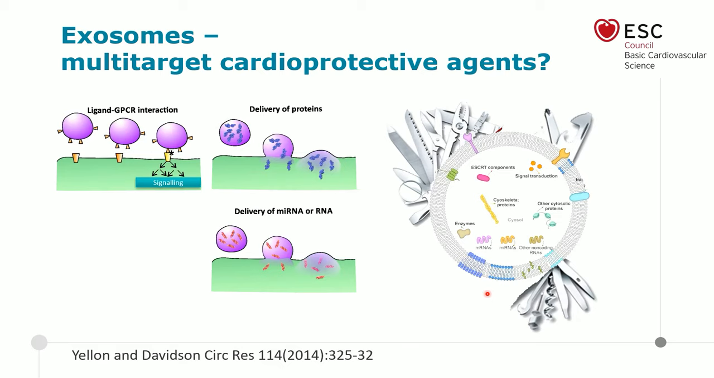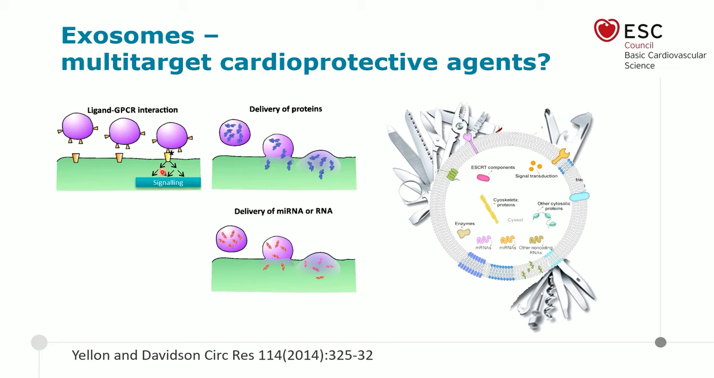And it's been suggested that they have these multiple different effects, possibly because they have different mechanisms of action. They contain, as I mentioned, proteins and microRNA, and they also have proteins on their surface. They can potentially interact with receptors and perhaps be a multi-target cardioprotective agent with these multiple different effects, a bit of a Swiss Army knife, if you like. But this depends, of course, on whether exosomes can really get taken up into the target cells, in particular myocytes or whatever cell type you're interested in.